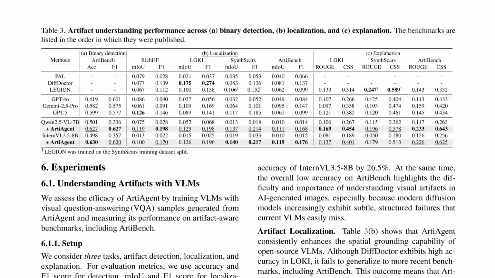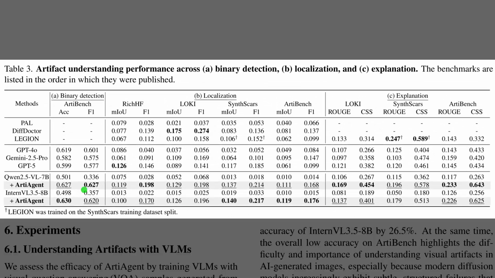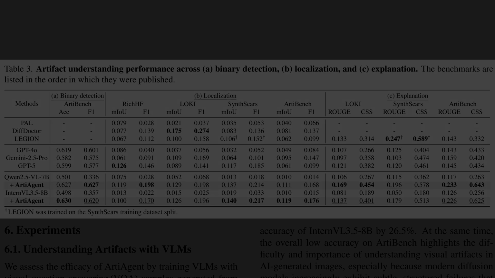Alright, with the pipeline defined, Table 3 reveals the payoff. It compares standard methods against open-source models fine-tuned on the ArtiAgent data. The results are striking across all 3 tasks: detection, localization, and explanation. For instance, in binary detection on the left, the InternVL model improved to 63% accuracy, actually outperforming GPT-5. Moving to the explanation scores on the far right, the gains are even larger, with the CIDEr metric nearly doubling. This proves that synthetic training data can effectively teach smaller models to spot and describe complex visual flaws.